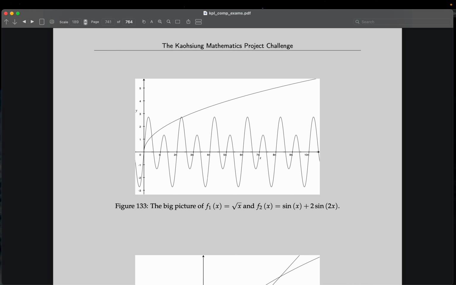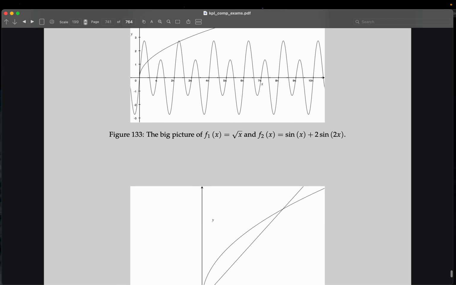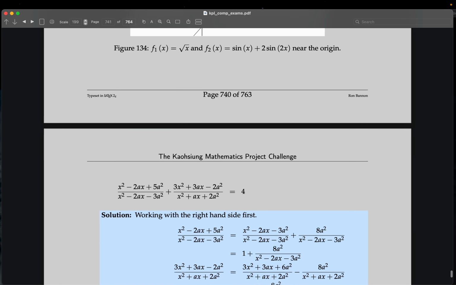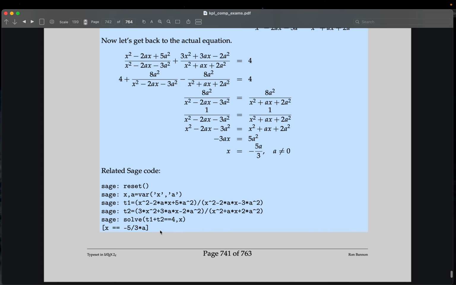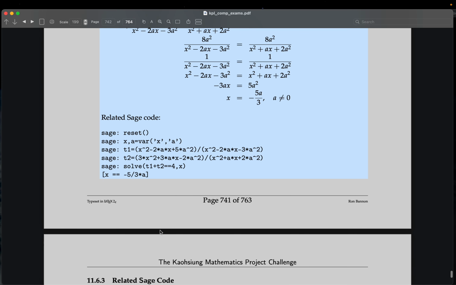And I think we're just talking about the answer key for you. Let me just scroll through that. Yeah, it's tough. I do put some Sage code down for you, though, and that's fine.